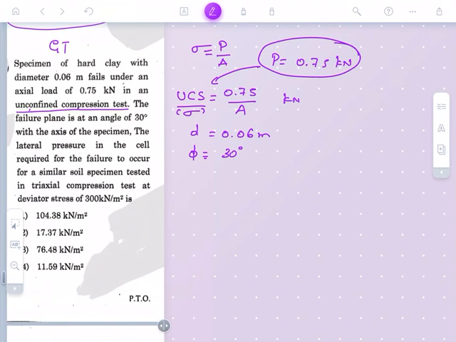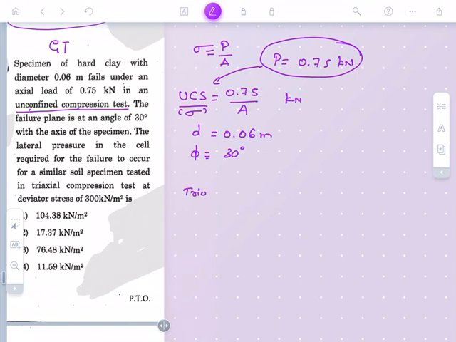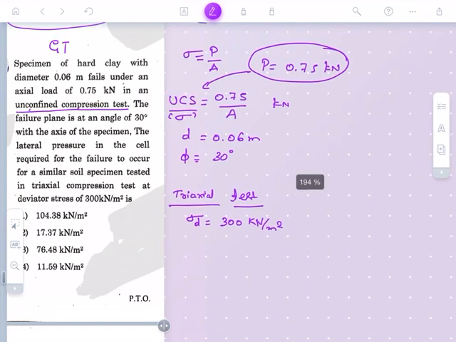The question asks for the lateral pressure in the cell required for failure to occur for a similar sample tested in a triaxial test. The unconfined compression test is the first condition. The same sample is seen in the triaxial test, in which the deviator stress is given as 300 kilonewton per meter square.